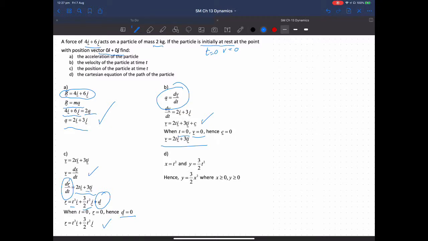The last part asks us to find the Cartesian equation of the path. To do that, we know that x must equal t squared, and we know y must equal 3 on 2 t squared. Because they both have t squared, we can substitute x into where t squared was. When we do that, we get 3 on 2 x, not 3 on 2 x squared. So y equals 3 on 2 x.